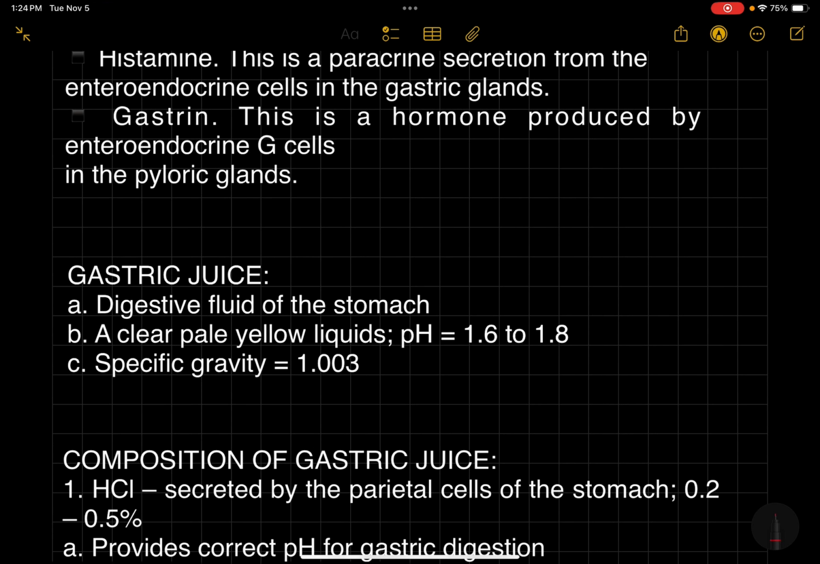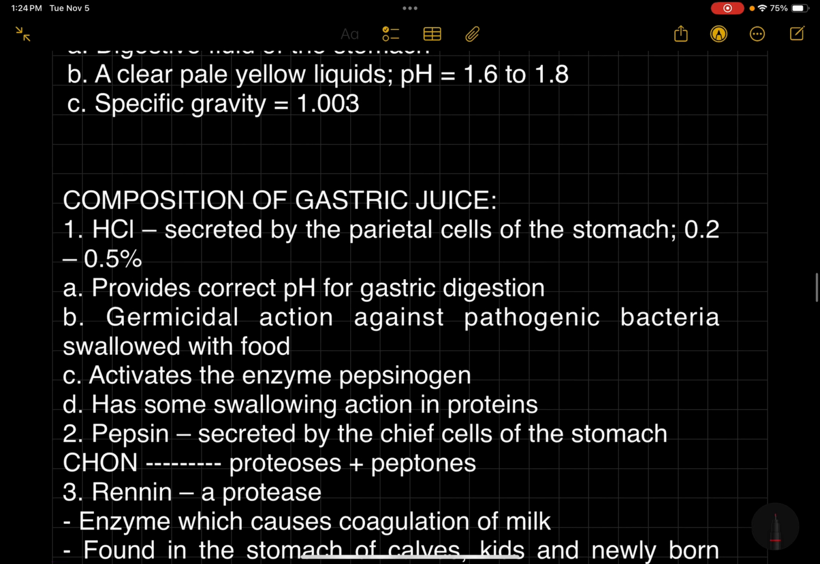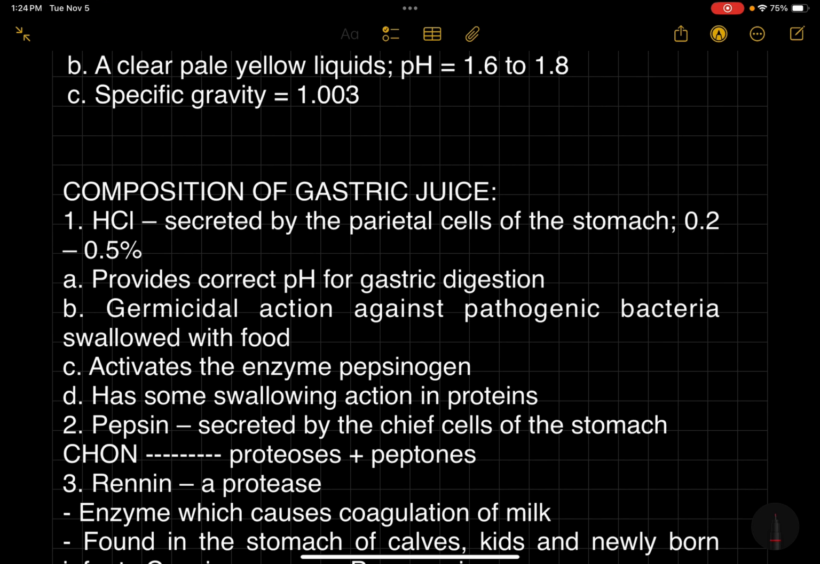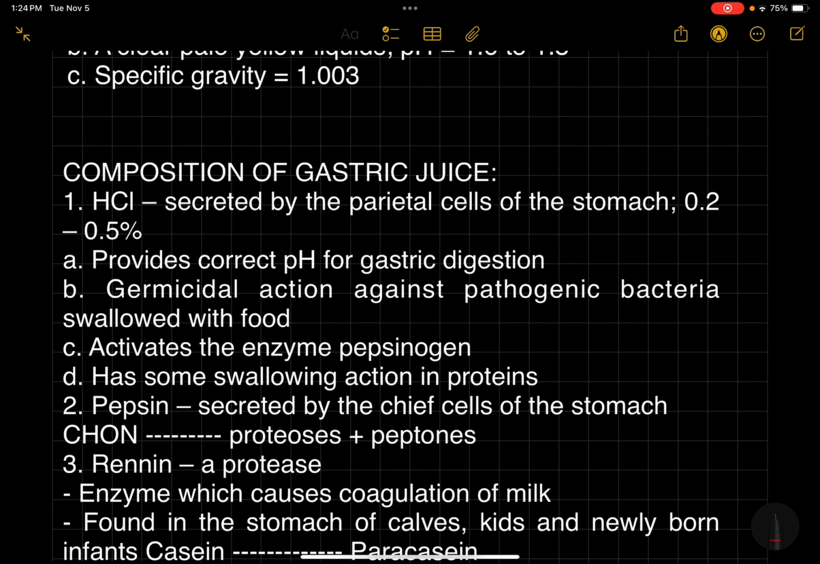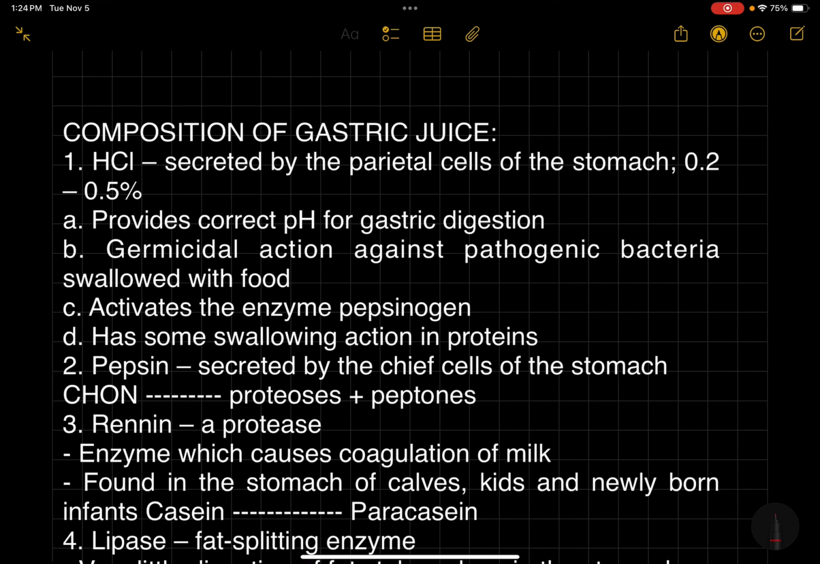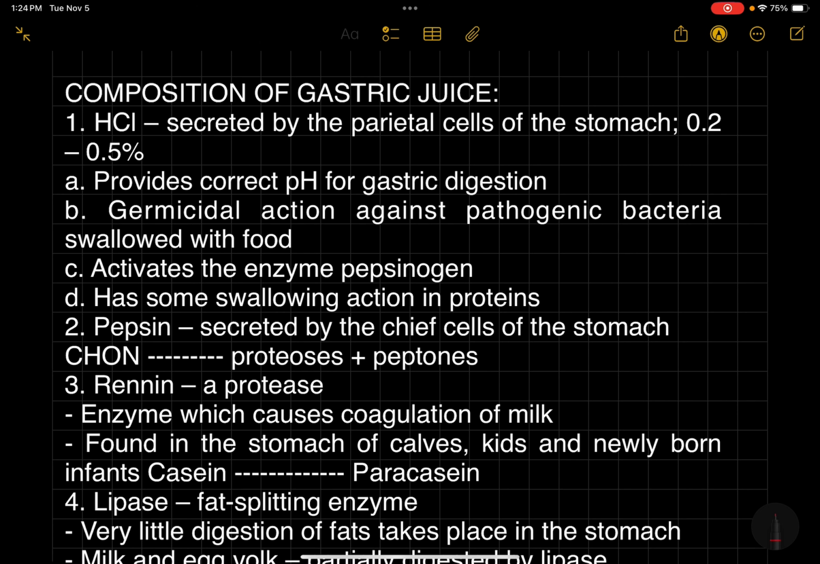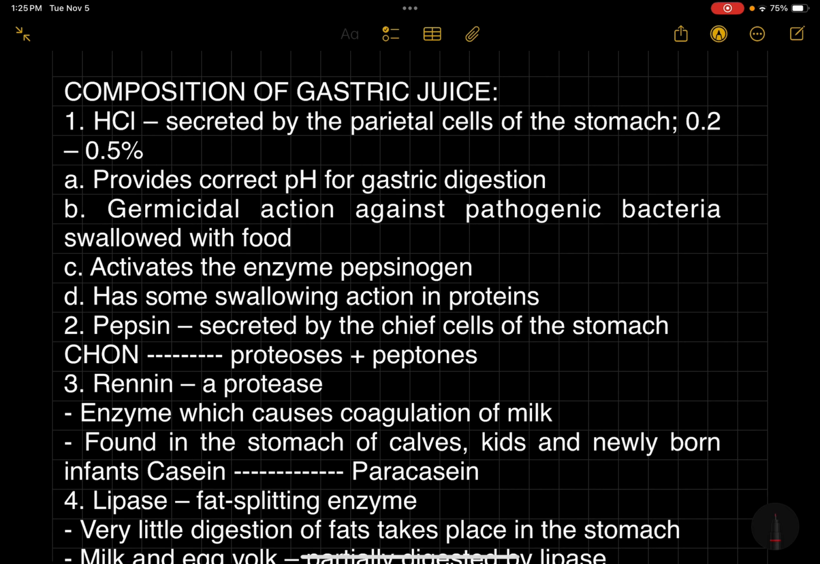We have gastric juice, a digestive fluid of the stomach, a clear pale yellow liquid, pH 1.6 to 1.8. It has a specific gravity of 1.003. The composition of gastric juice: HCl, secreted by the parietal cells of the stomach, at 0.2 to 0.5%. It provides the correct pH for gastric digestion, has germicidal action against pathogenic bacteria swallowed with food, activates the enzyme pepsinogen, and has some digesting action on proteins. Then pepsin, secreted by the chief cells of the stomach, digests CHON into proteoses and peptones.